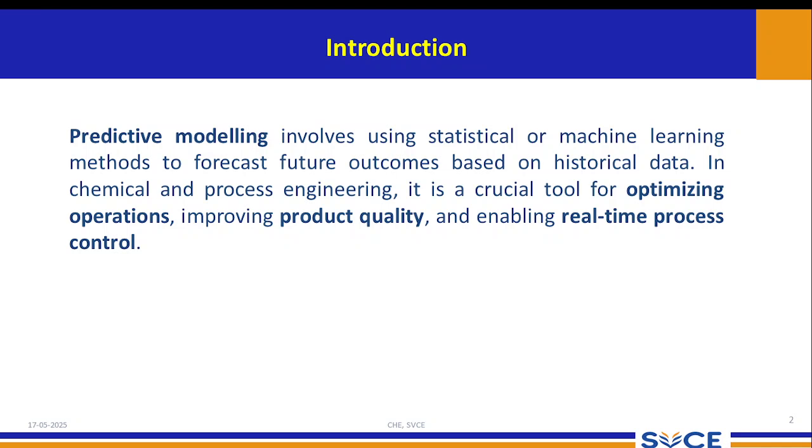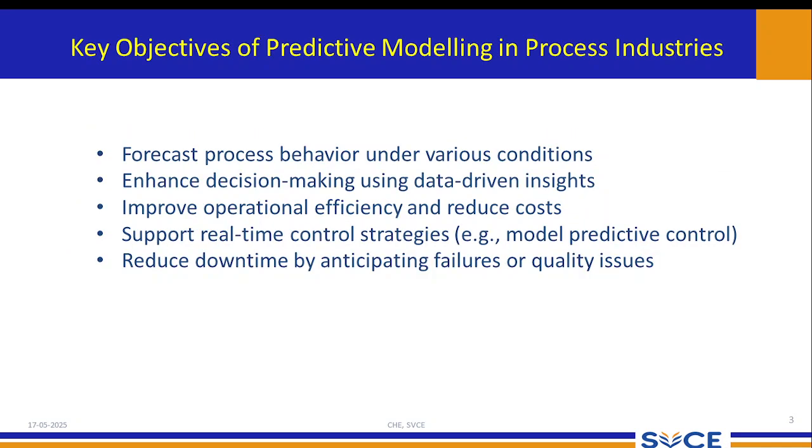Not in a real-time way. Coming to the key objectives of predictive modeling in process industries: forecast process behavior under various conditions, enhance decision making using data driven insights, improve operational efficiency and reduce cost, support real-time control strategies like model predictive control, which is a real-time control strategy, and reduce the downtime by anticipating failures and quality issues.